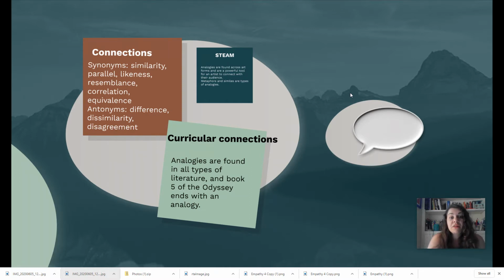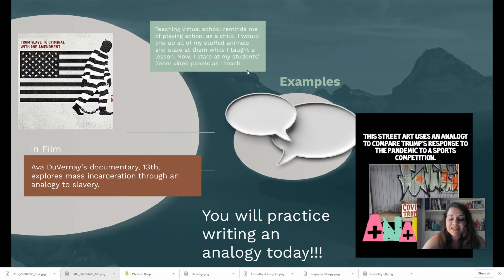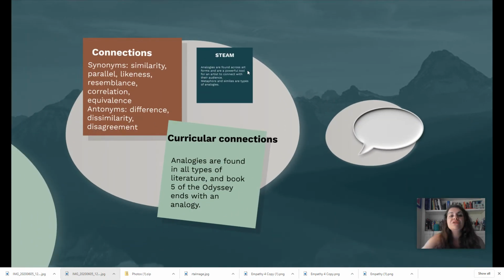There are curricular connections. This is a literary term. We're going to find lots of analogies this year, but Book 5 of the Odyssey ends with an analogy. So you'll see that. And then also in STEAM, analogies are found across art forms, and they're a powerful tool for artists to use to connect with their audience. Metaphors and similes are types of analogies, and I'm about to show you an analogy in art and an example of an analogy in film.